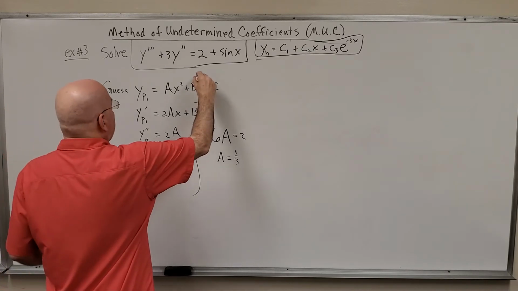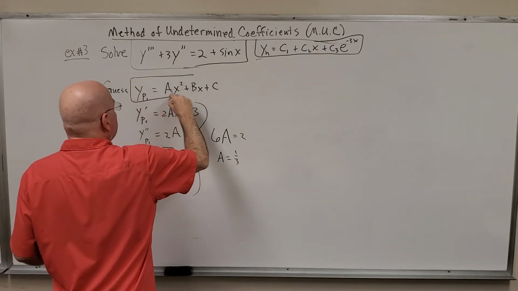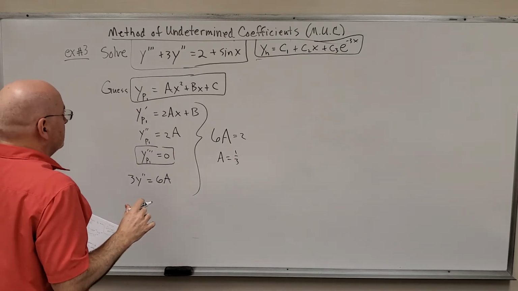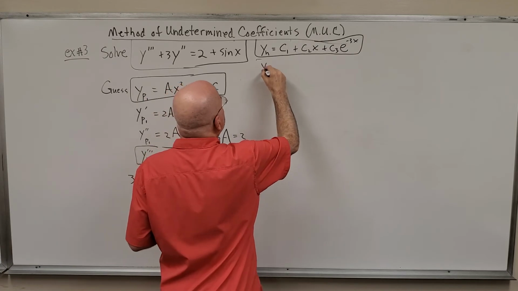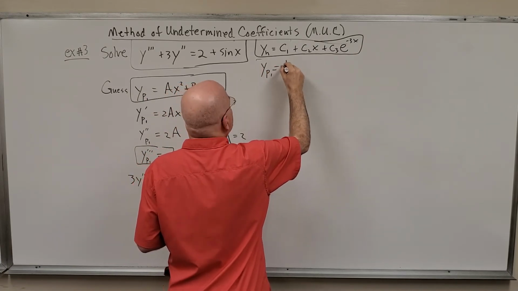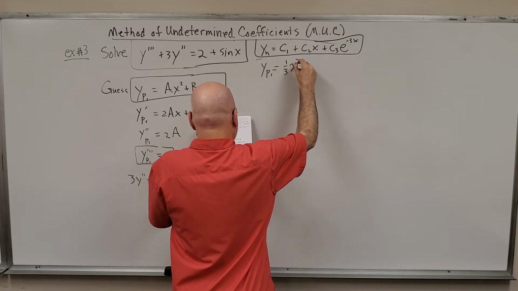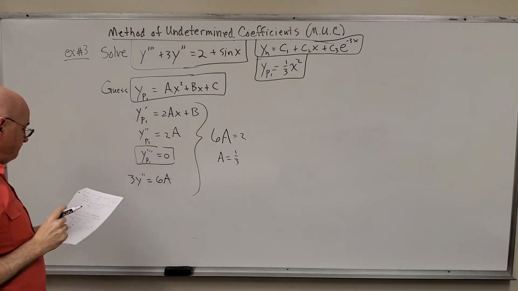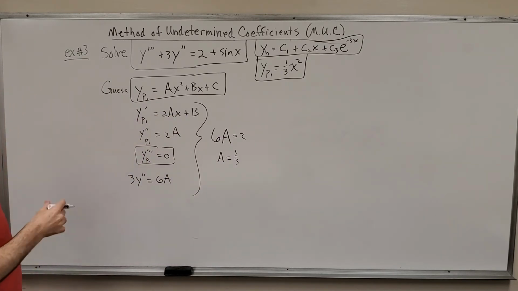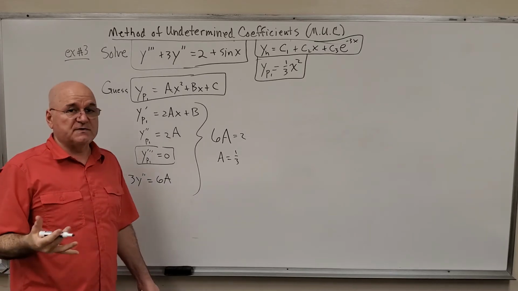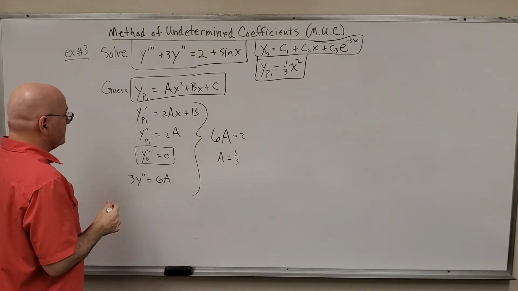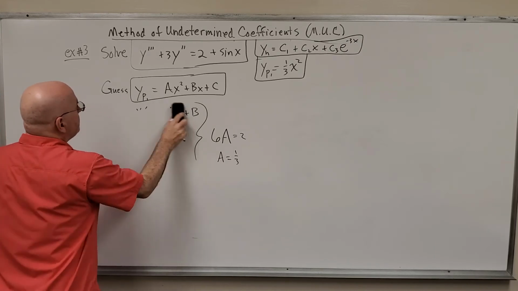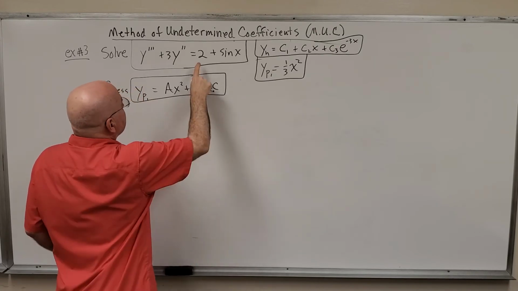So, with B and C being zeros, we end up with yp1 equal to 1/3 x squared. B and C don't appear, so they're just constants, and we'll choose the constant 0. Okay, so that was g1 of x.